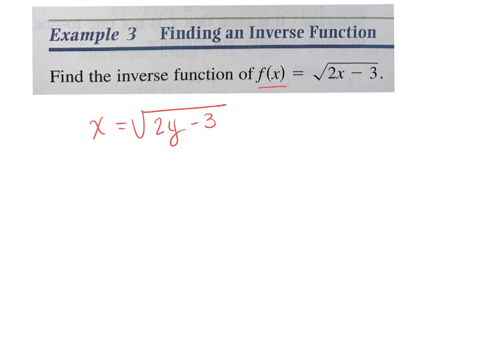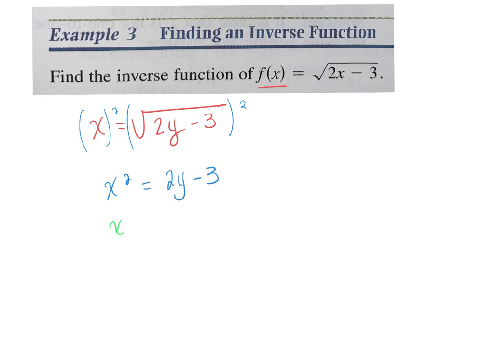And then, to get rid of my root, what do I do? Well, I square both sides. So I'm going to square this side, square that side. x squared equals 2y minus 3.